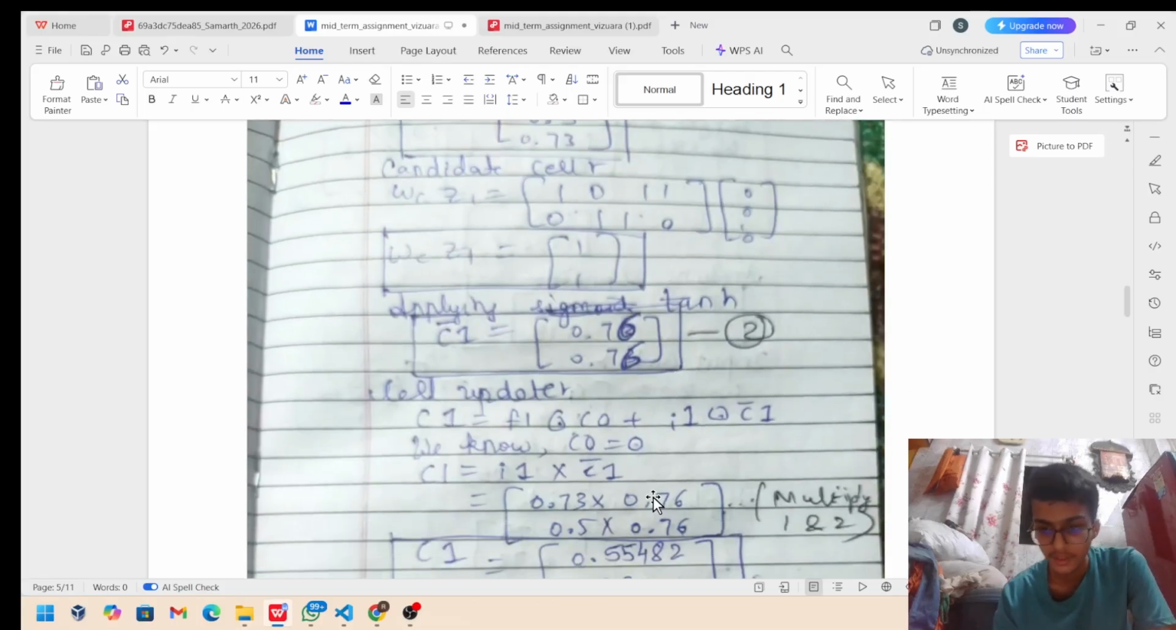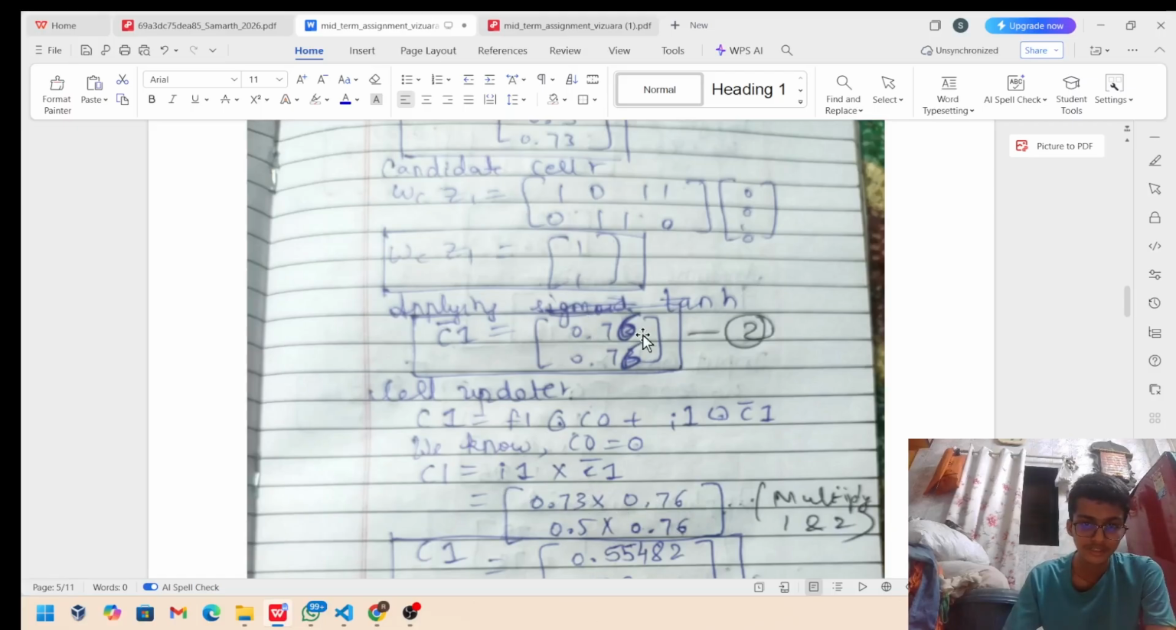Now what is the cell update? This is a new formula. The generalized formula is CT equals FT, element-wise multiplied with the previous cell state. So in the steps above you have seen matrix multiplication, which is multiplying each row with each column, but in element-wise multiplication we multiply elements by elements.